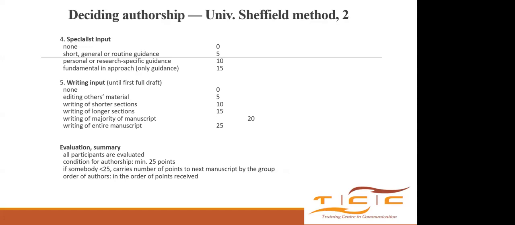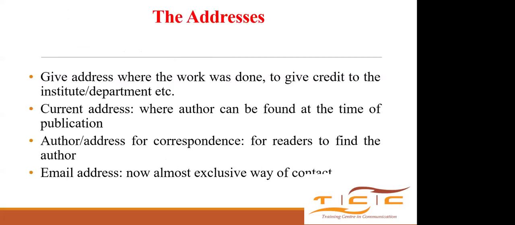If somebody has less than 25 points, we carry those points to the next manuscript by the group, so that we can transfer them when we are deciding on the order for the authorship of the next paper. So these are things that might not work in our context, but just to show you that the University of Sheffield already has this, and they are trying to use it. Then after the authors' names, we have the addresses. These authors work in specific universities, specific research institutions.